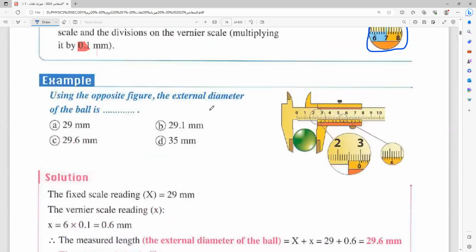Using the opposite figure, what does the external diameter of the ball equal? Firstly, we take the reading of X capital. Look at the zero of the Vernier scale or the sliding scale. It will be before 3, by a very small amount. It may be 29.5, 29.7, 29.6. So the whole reading will equal 29 point, and wait for a while.